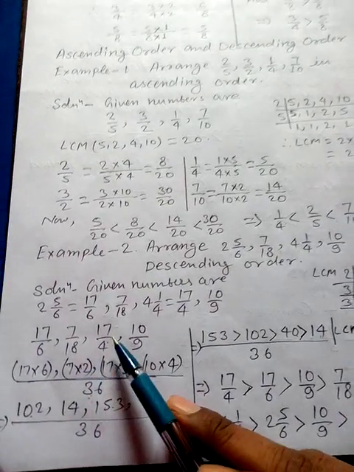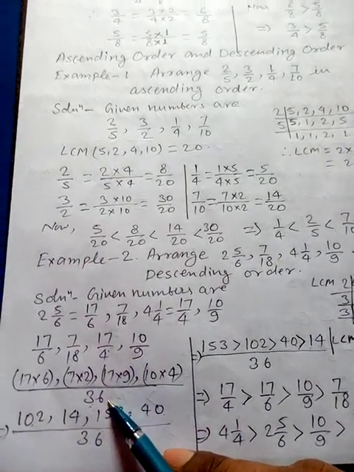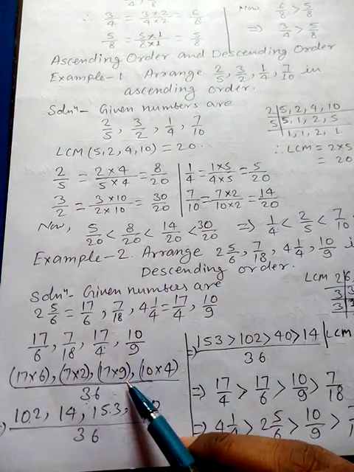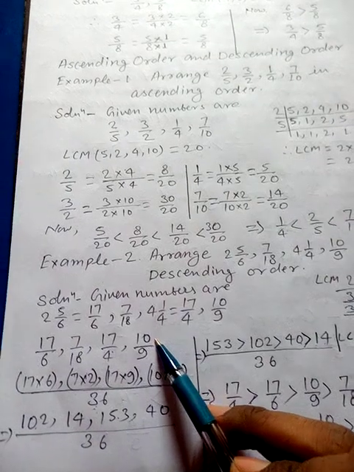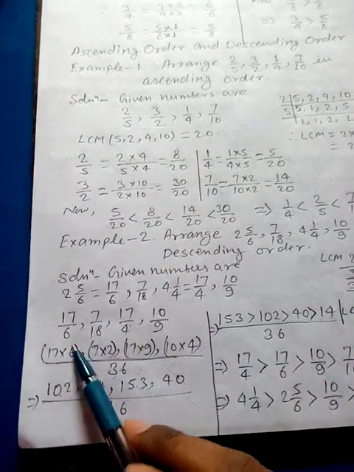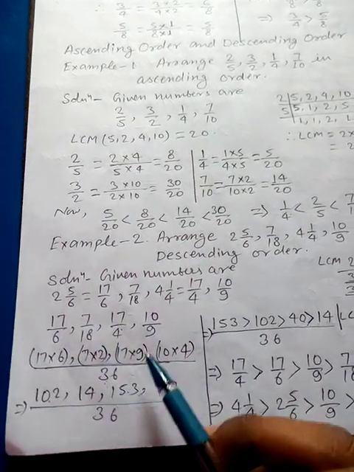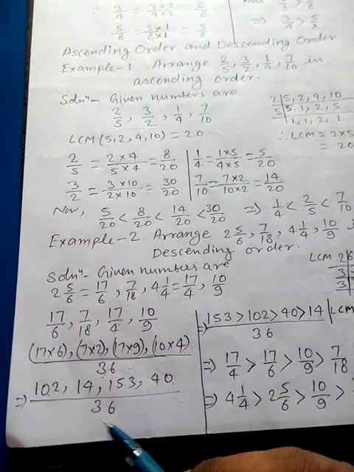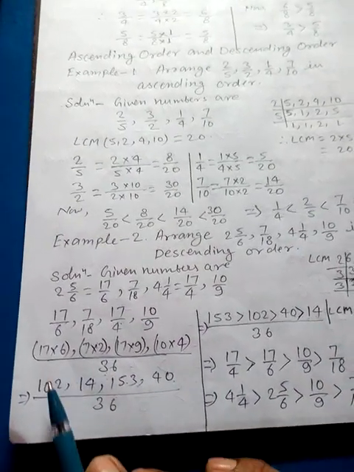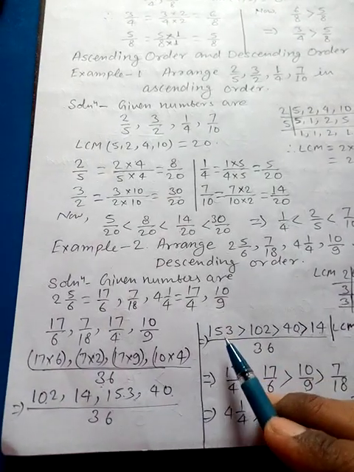7 into 2. 4 nines are 36, so multiply 17 by 9. 9 fours are 36, so you have to multiply by 4. This is 102, this is 14, this is 153, and this is 40. Write down 36 as the denominator as usual. Now make it in descending order.